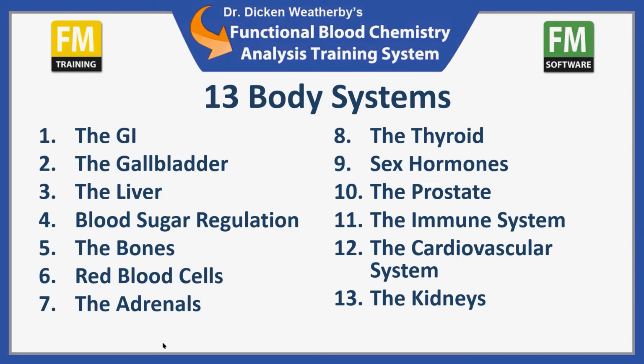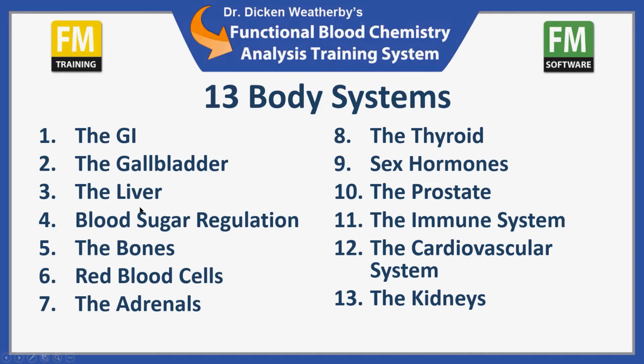So we start out with 13 body systems. At the top of the list is the GI, and this is in somewhat of a functional order. By that, I mean, in naturopathic medicine, we always like to start at the top with the GI and then move into the liver and then blood sugar dysregulation and that type of thing. So I'm trying my best to give it in an organization that kind of makes sense.